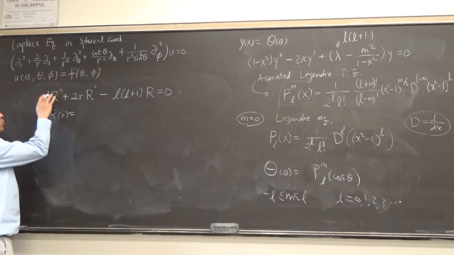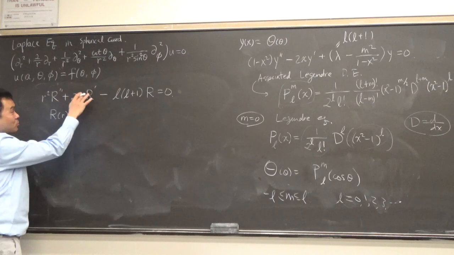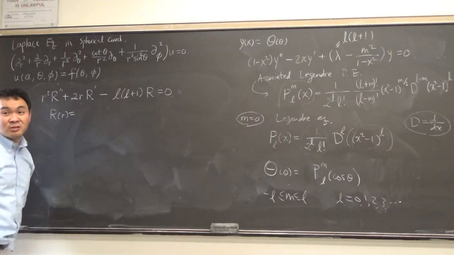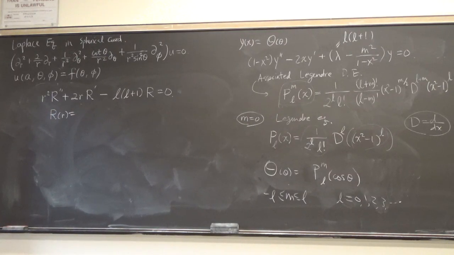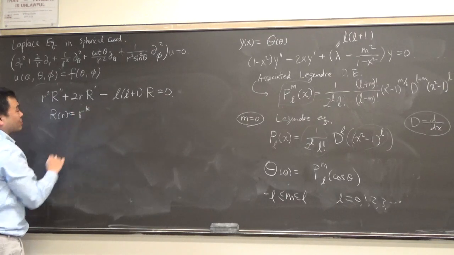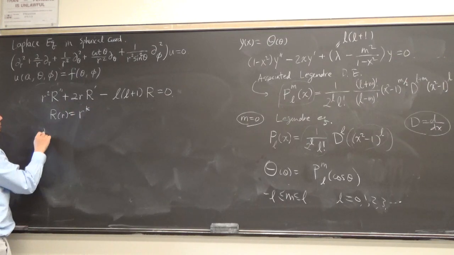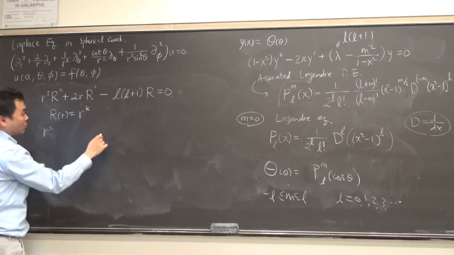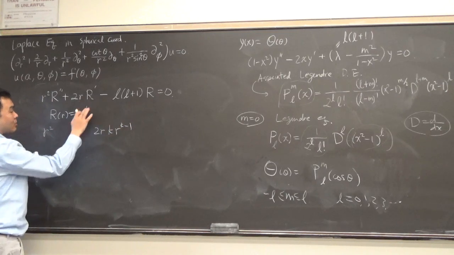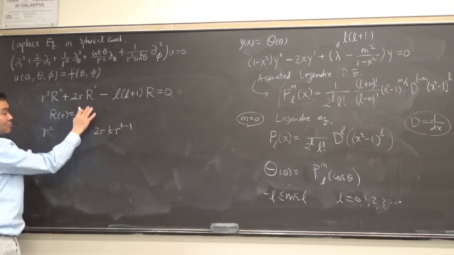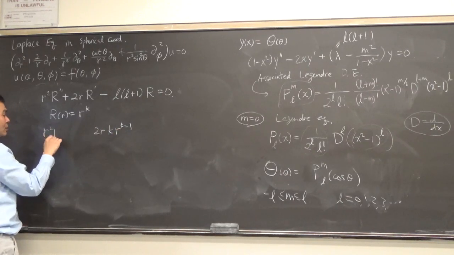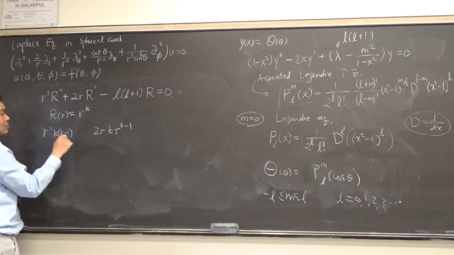When you have r squared with two derivatives, r with one derivative, and no r with no derivative, that's called Euler-Cauchy, and the solutions look like r to the kth power. If I plug this in, differentiating once gives k times r to the k minus 1. If you differentiate another time, this will be k times k minus 1 times r to the k minus 2.